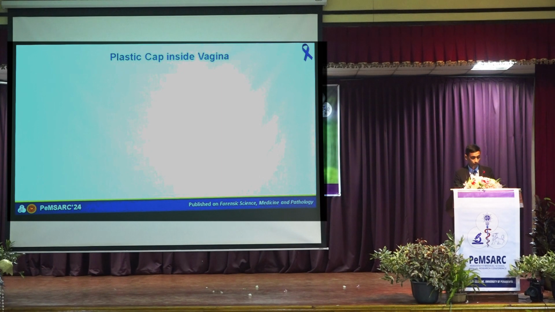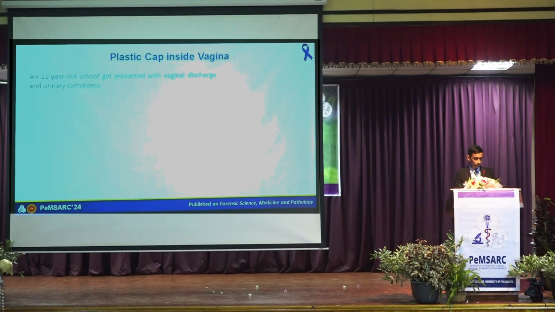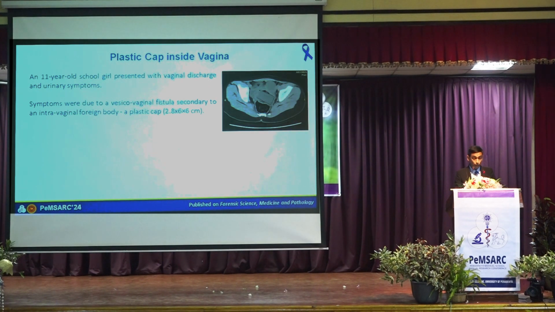The first one, which we published in Forensic Science, Medicine and Pathology, is a plastic cap inside the vagina. This 11-year-old girl presented with vaginal discharge and urinary symptoms. These symptoms were due to a vesicovaginal fistula secondary to an intravaginal foreign body, which was a plastic cap. You can see the silhouette of this plastic cap inside the vagina, that rectangle. This is the actual one taken out from the vagina.